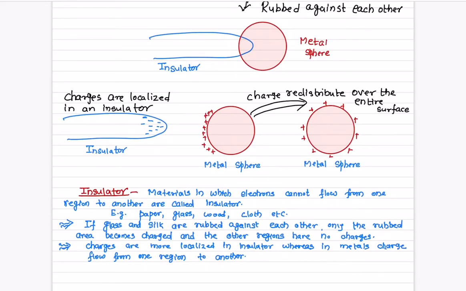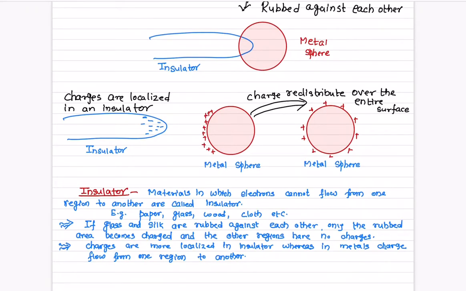Okay, so these are the main differences between the metal and the insulator. If a metal is charged, the charge moves freely and redistributes itself over the entire surface. Whereas on an insulator, it is mostly localized to the area where it is charged. That's what is written here. The charges are more localized in an insulator, whereas in metal, charges flow from one region to another region.